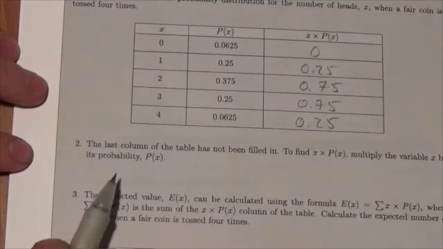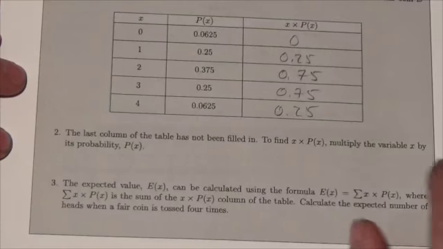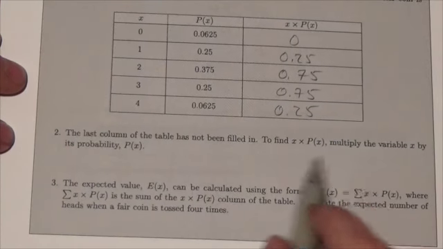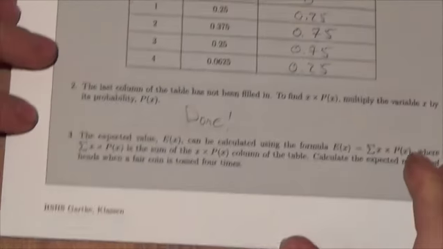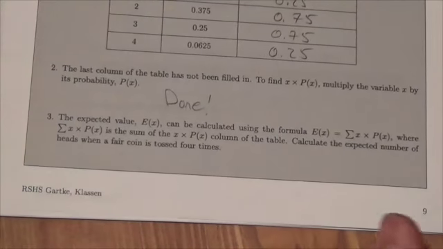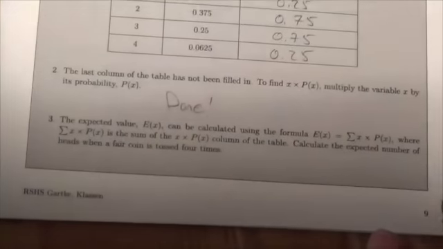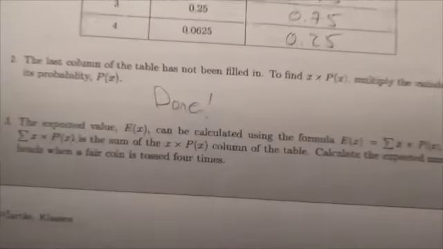Now, it says here that the last column of the table has not been filled in. We just did that. Done. The expected value, here we go. Now, maybe zoom in a little bit. Whoops, sorry. I'll zoom in a little bit more on this.